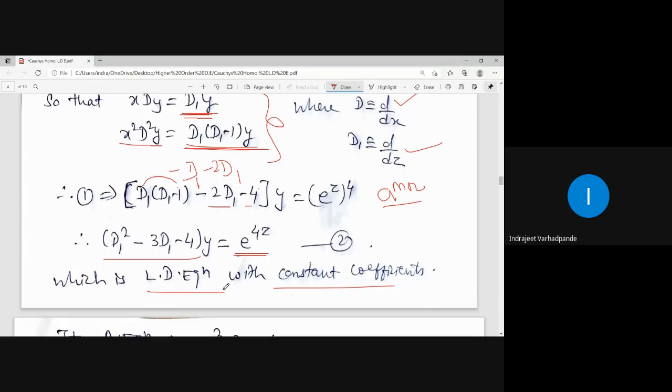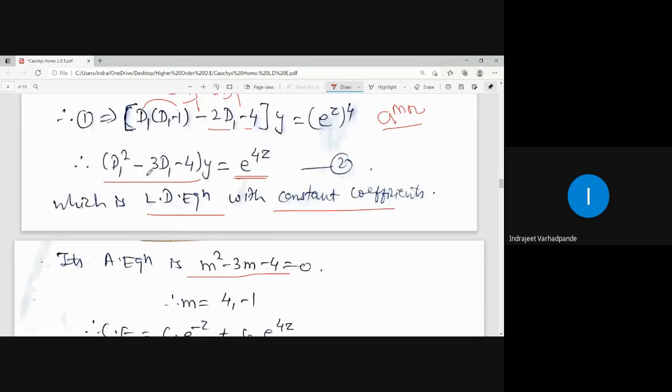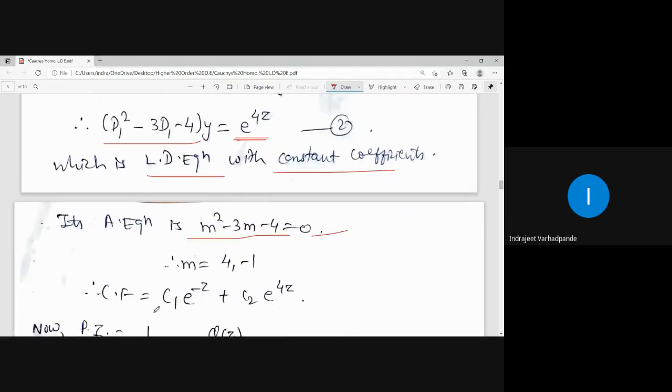Clear? Yes, sir. So the auxiliary equation is m square minus 3m minus 4 equal to 0. The roots are 4 comma minus 1. Roots are real and unequal. So CF will be written as C1 e to the power minus z plus C2 e to the power 4z.